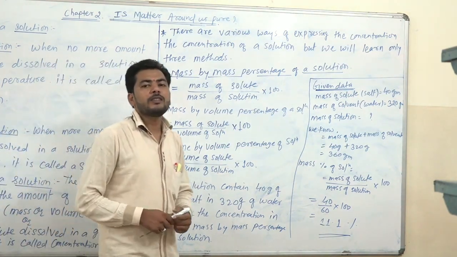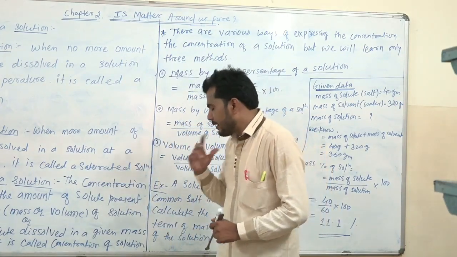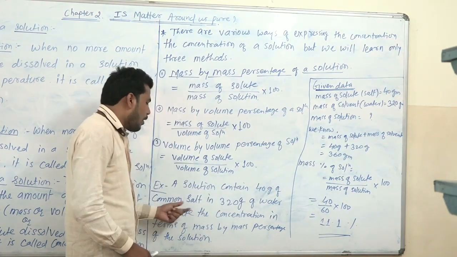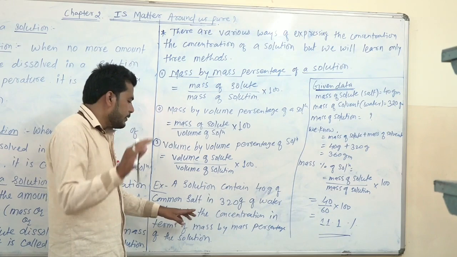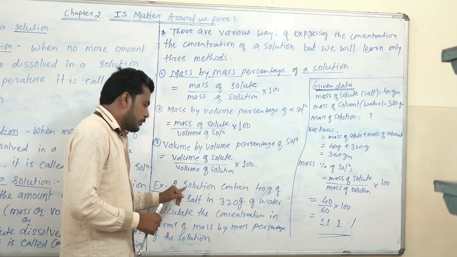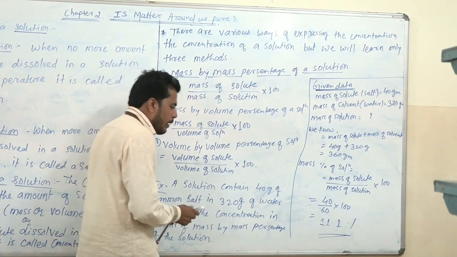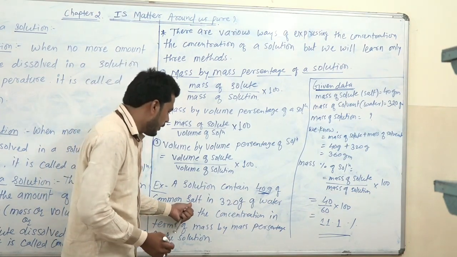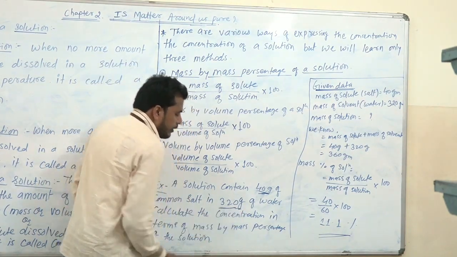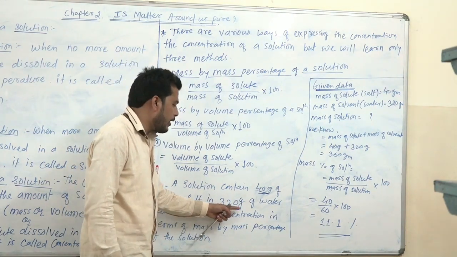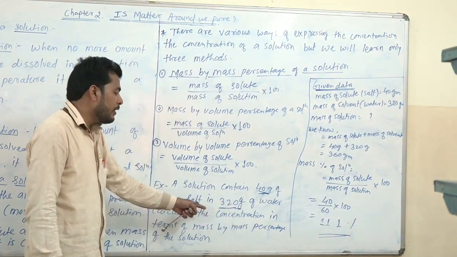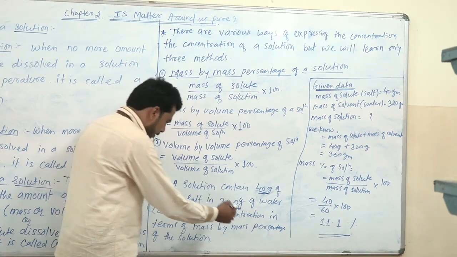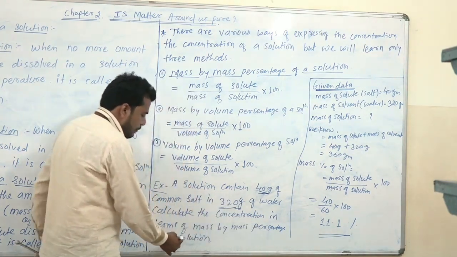Let's try to understand with the help of an example. The example we have: a solution contains 40 gram of common salt, it means NaCl, in 320 gram of water. Just pay your attention. Calculate the concentration in terms of mass by mass percentage of the solution.